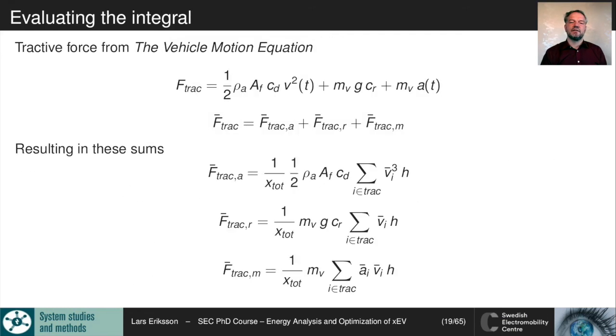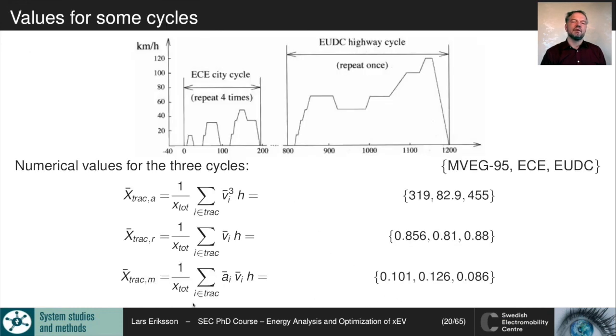Now let's look at these for the European cycle and the elements that we have in the cycle. So now we have these values with normalized distance. For the different cycles, the MVEG 95, the total cycle, the European test cycle, we have the European city cycle, the European highway cycle, the extra urban drive cycle.